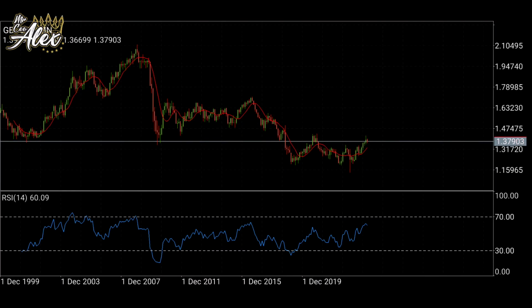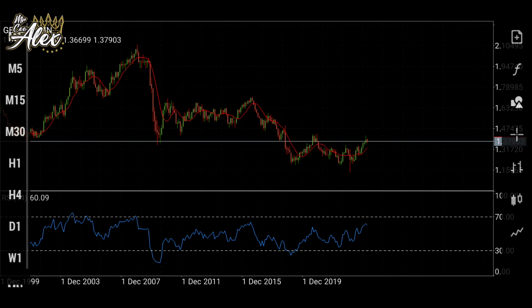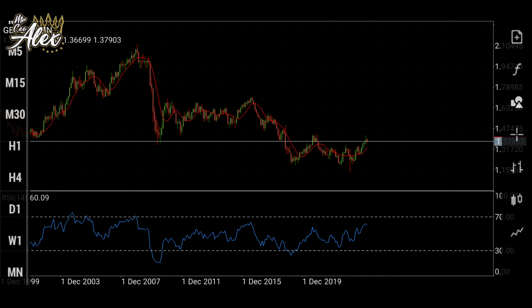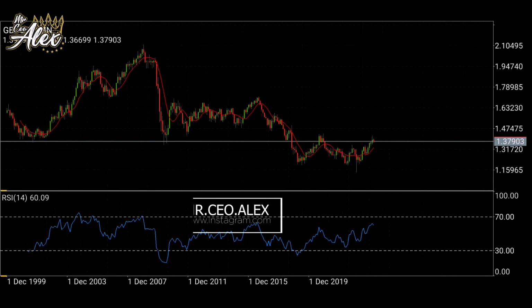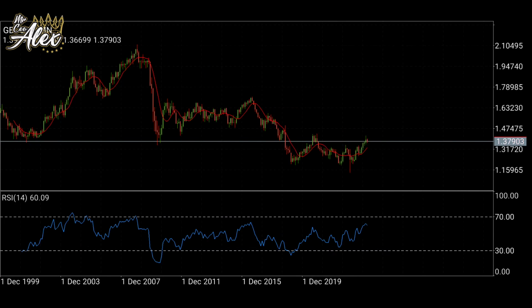So right off the bat, we're on the monthly time frame, and if we touch the middle of the screen, we're going to see over the left side the time frames. So we see M5, M15, M30, H1, H4, daily time frame, weekly, and monthly. So right now we're on the monthly time frame. Okay? And right off the bat, we can clearly see that price is at a major key area.